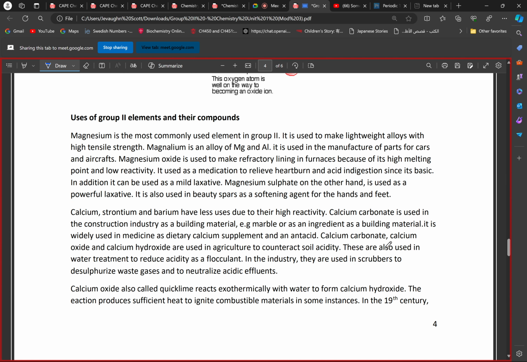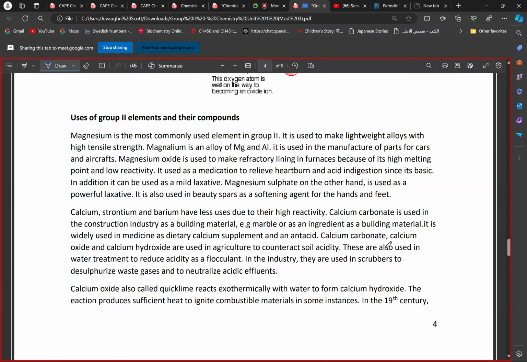It is used in medication to relieve heartburn. So usually you see magnesium in some amount in tablets, right? Magnesium sulfate as well is used as a powerful laxative. So I have some examples there. And you should know generally magnesium sulfate, like Epsom salt, magnesium sulfate heptahydrate. That is what Epsom salt is. It's a complex compound, right?